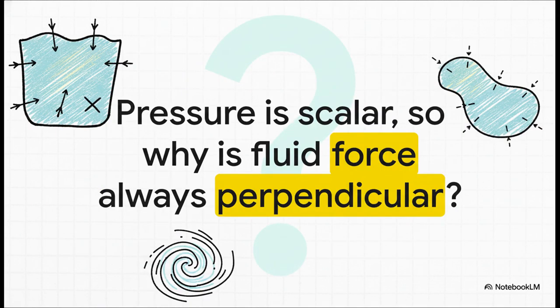All right, before we wrap up, I want to leave you with a little something to chew on. We've hammered home the point that pressure is a scalar, right? It has no direction. So why is it that the force that a fluid exerts on a surface is always perpendicular to that surface? Think about it. What would happen if a part of that force was acting sideways, parallel to the surface, in something that flows? It's a great question to test your understanding. Mull that over, and we'll catch you on the next one.